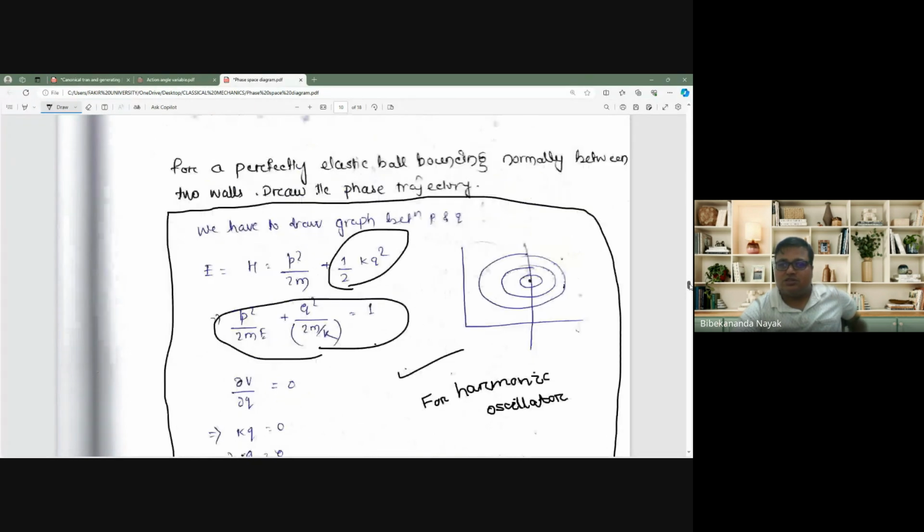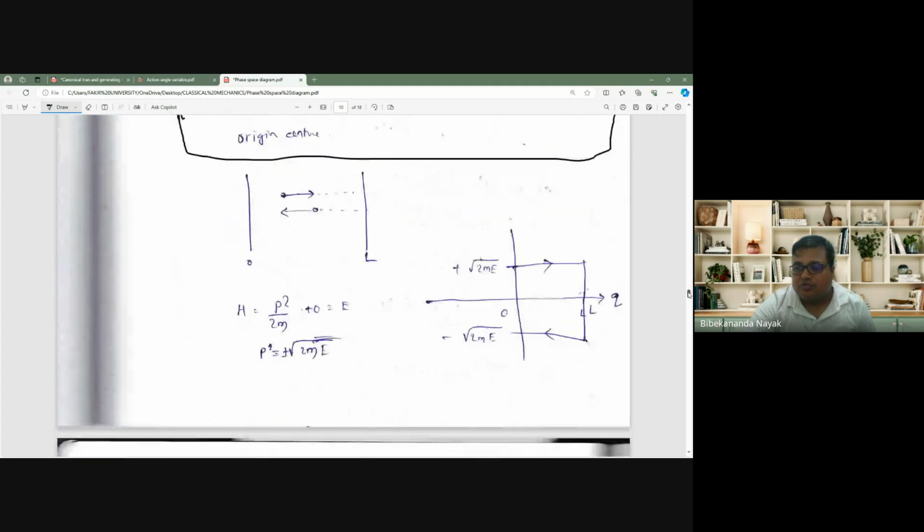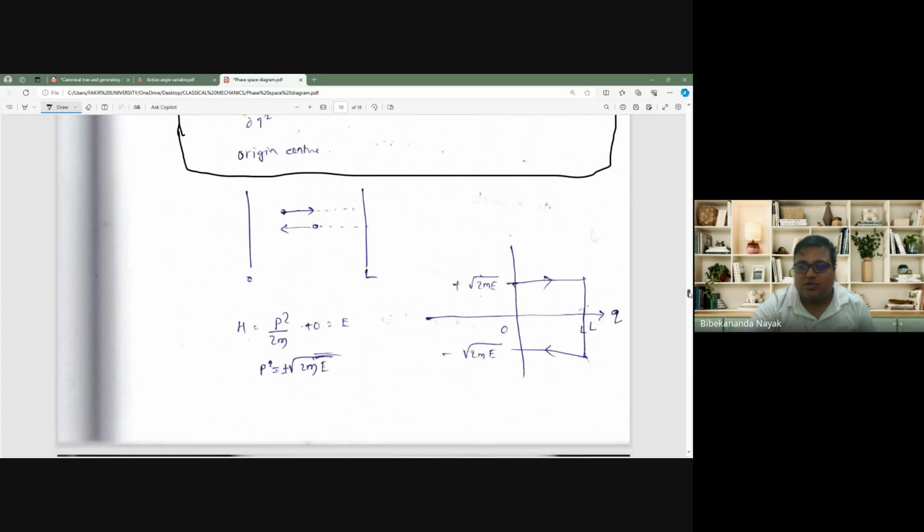Another example is a perfectly elastic ball bouncing normally between two walls. Draw the phase trajectory. If it is moving between two walls, what is the phase trajectory? If it is moving freely between the two walls, there is no potential energy, its total energy is kinetic energy, p square by 2m is equal to E, or p is equal to plus minus root 2mE. Actually, when going with plus root 2mE, returning with minus root 2mE. So this is just like a rectangle.